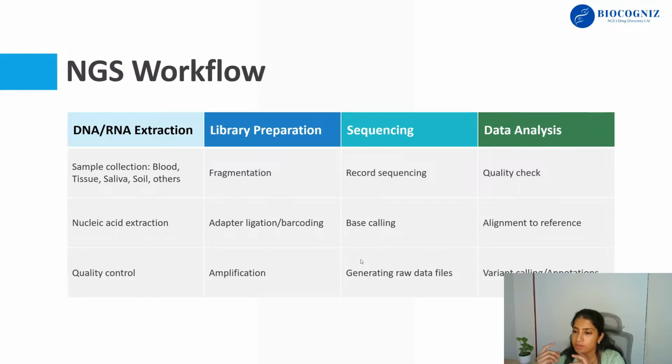Then the last step is data analysis. So now we have the raw data files. As a computational biologist, our role begins here, where we start working with the raw data files, quickly do the quality check and align it with the reference genome to check where the genetic changes are present in the sample of our interest, and the further downstream analysis.